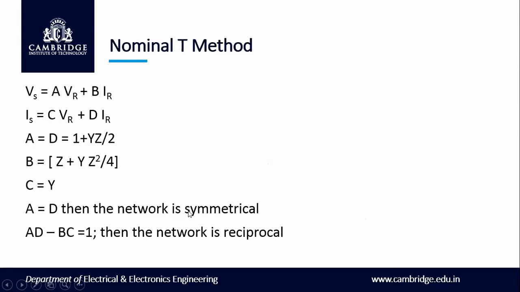Since A is equal to D, then the network is symmetrical, and if we solve AD minus BC, we will be getting 1. Then the network will be reciprocal.